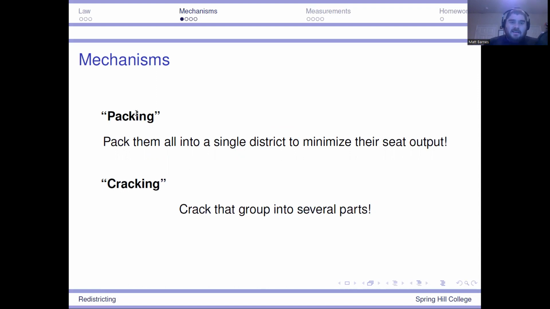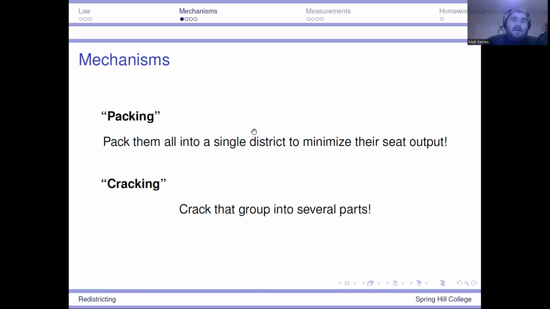One is called packing, in which you take all of the voters that you want, that support you, and you put them all in a single district, right, to minimize their seat output. So in this case, let's say I am running with party A and there's a bunch of different voters for party B, and I know they're going to vote against me. So what I can do is take all of them and just stick them in one district. And I'm definitely going to lose that district, but they won't affect any of the other districts.